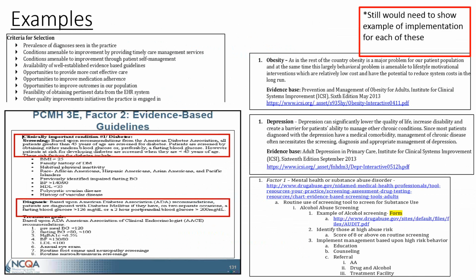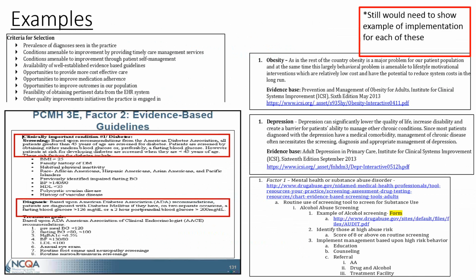For factor 2, looking at an example of where you can see they obviously stated the condition there as being diabetes, and based on the recommendations from the American Diabetes Association and the following guidelines for that, so showing their source. And this one would need, again with it, the implementation. So that's just meeting 2 of the 3 requirements for the documentation.